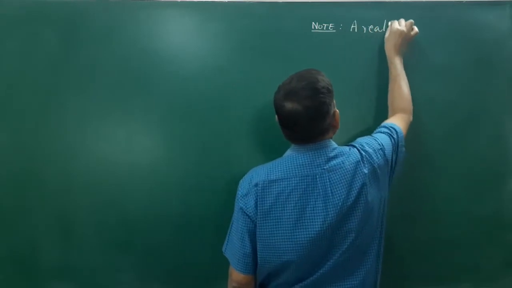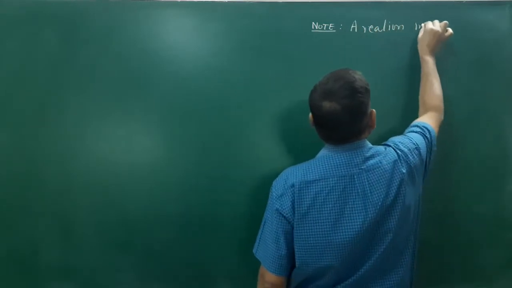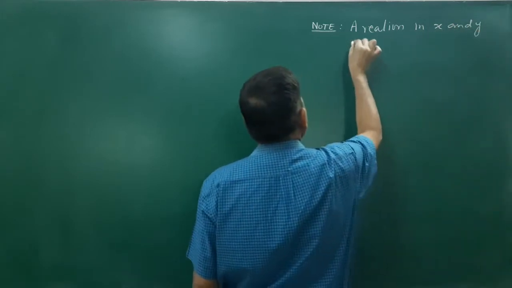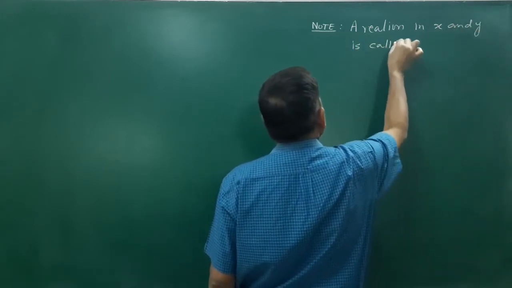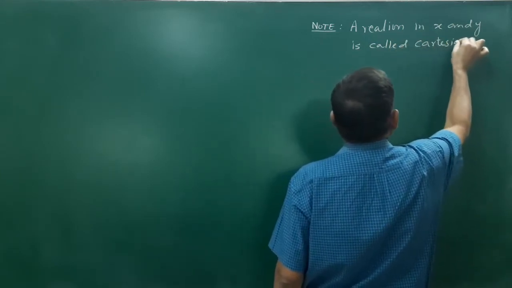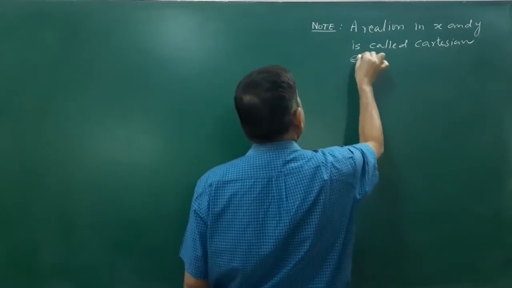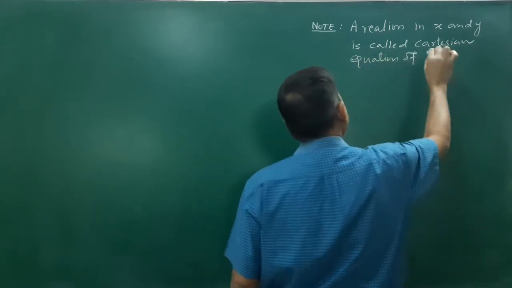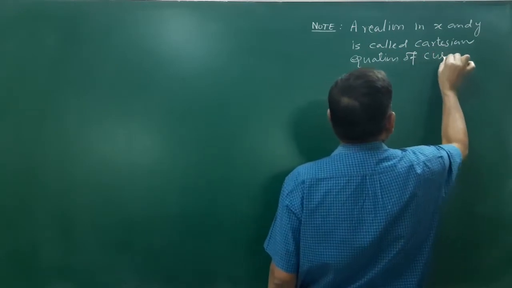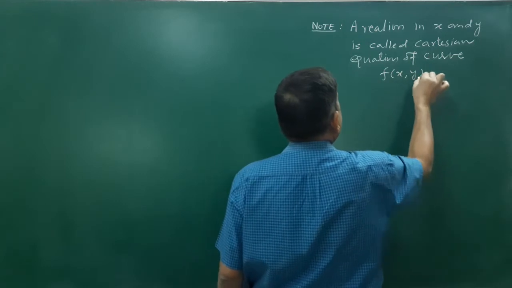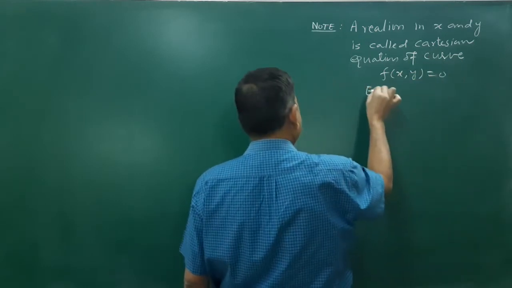A relation in x and y is called Cartesian equation of curve. General and example I write.